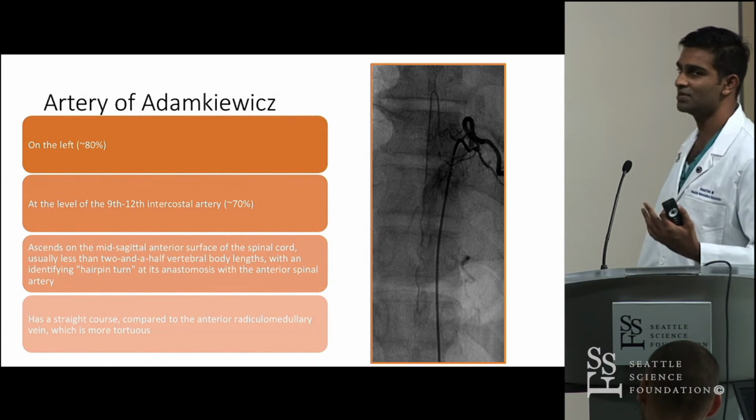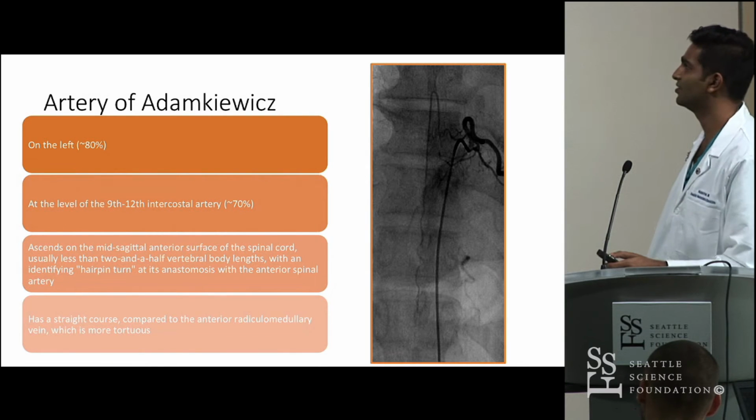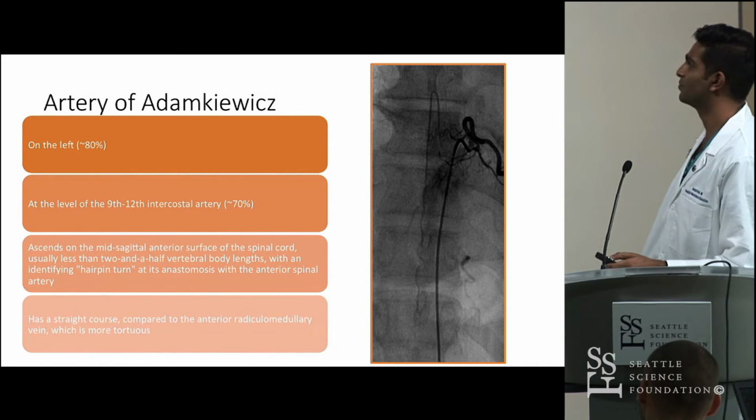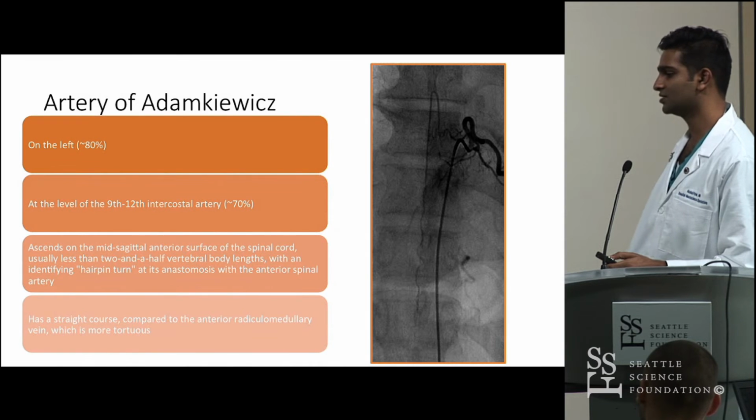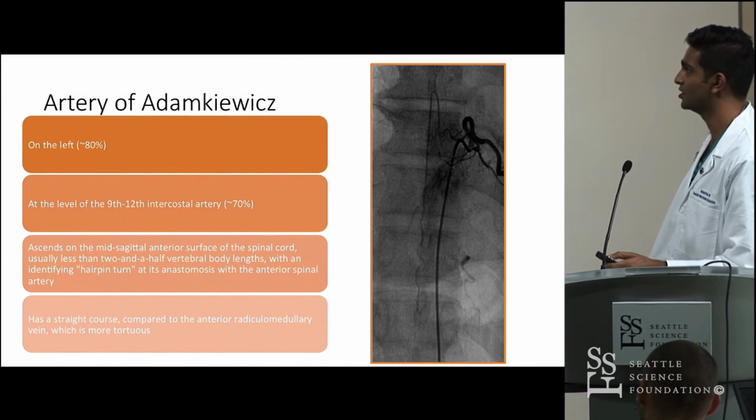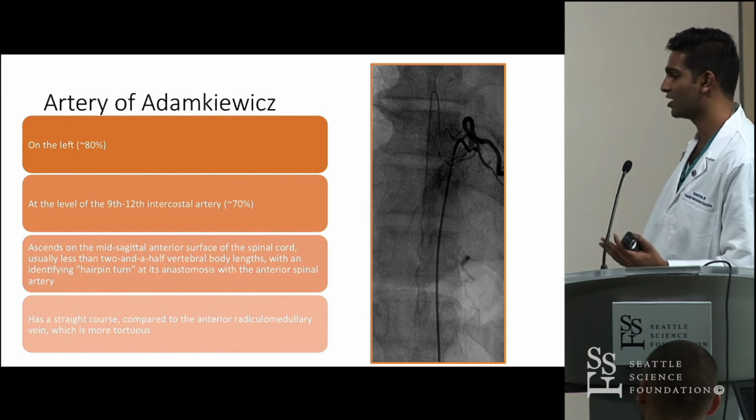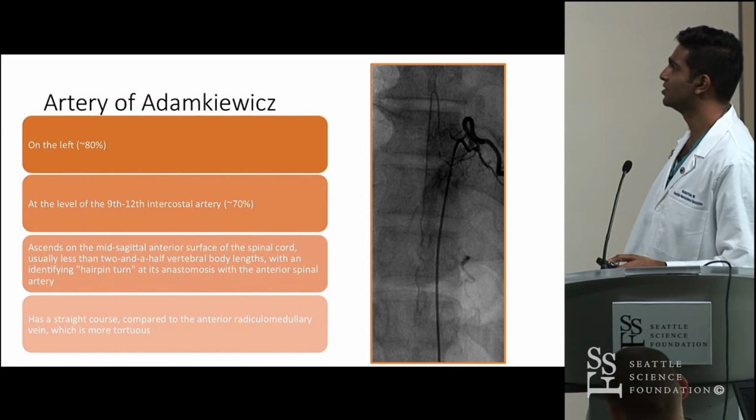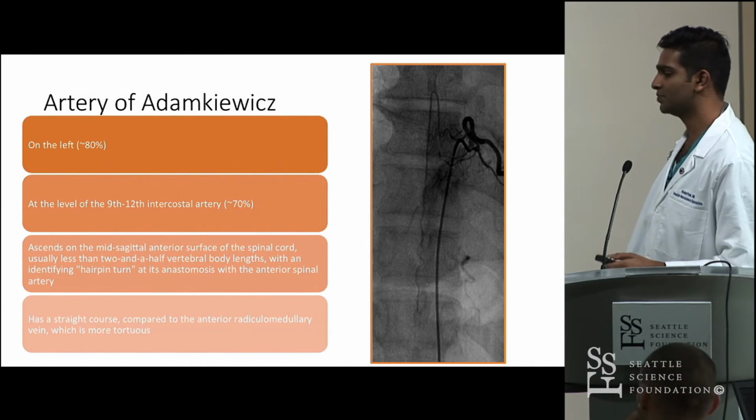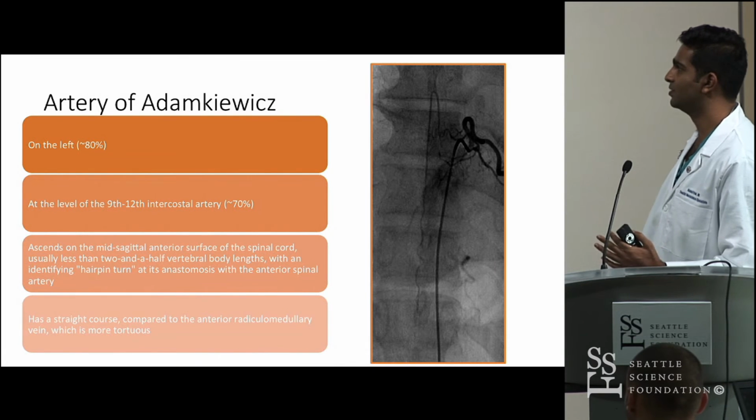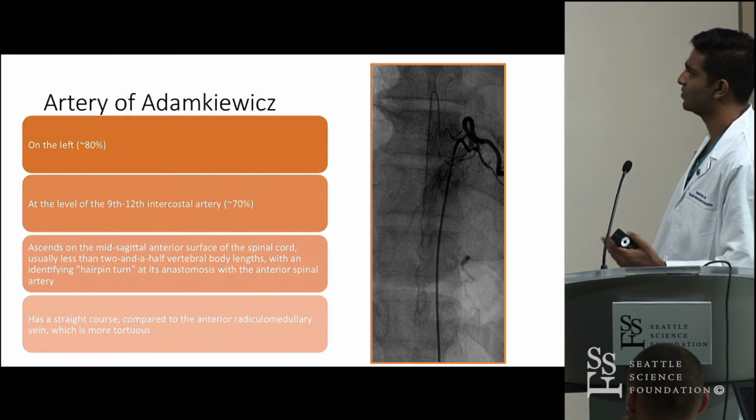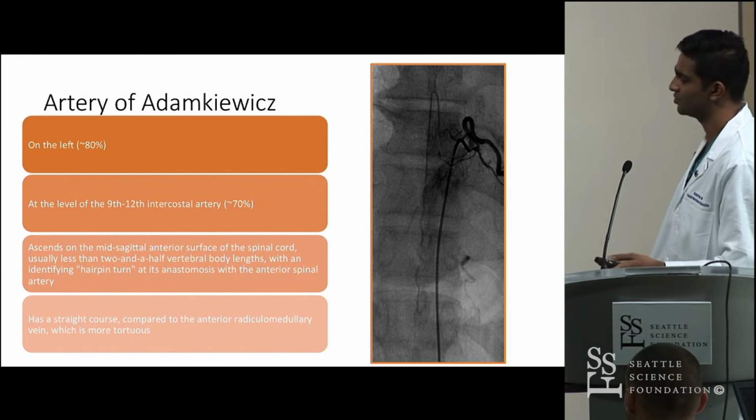And finally, it would be remiss of me not to mention the artery of Adamkiewicz. It is a radiculomedullary artery that supplies the anterior spinal artery, or contributes to the anterior spinal artery. It arises from the left-hand side of the aorta in 90% of cases, or 80% of cases, typically between T10 or T9 and L2, but the majority of the time between the 9th and 12th intercostal artery.